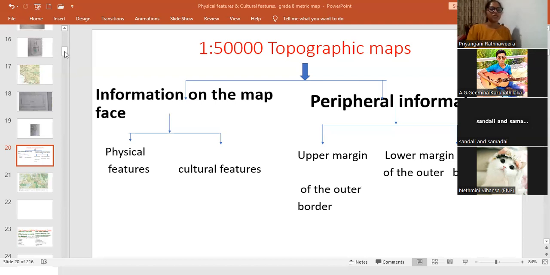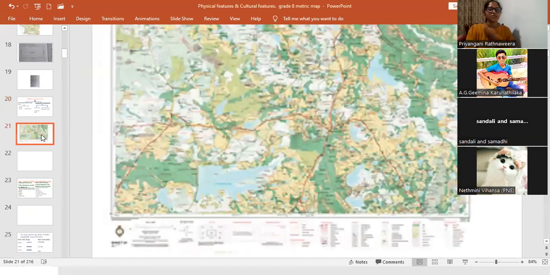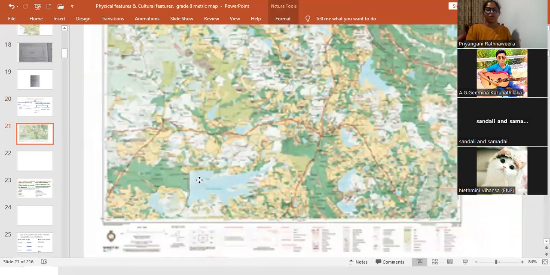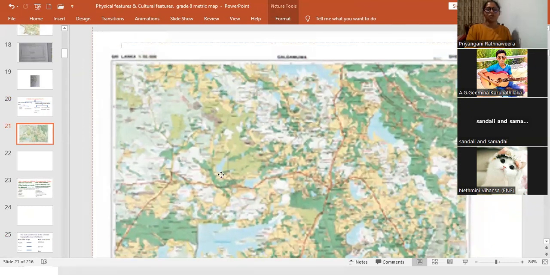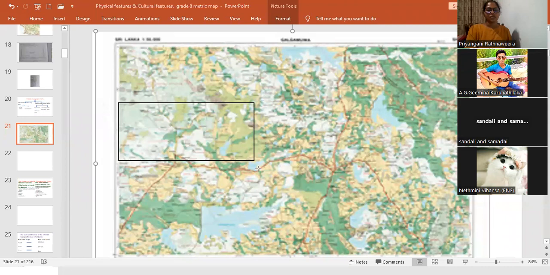We learned about them in grade 10. This is the model of one map sheet, but in the exam you receive only one part of this type of map, like this.